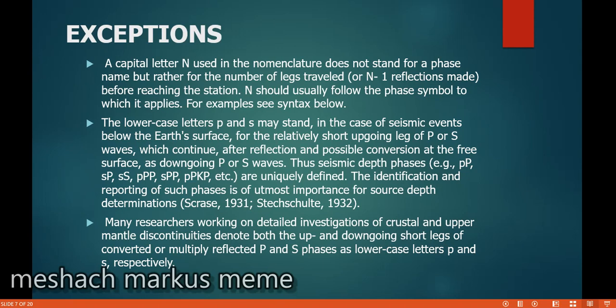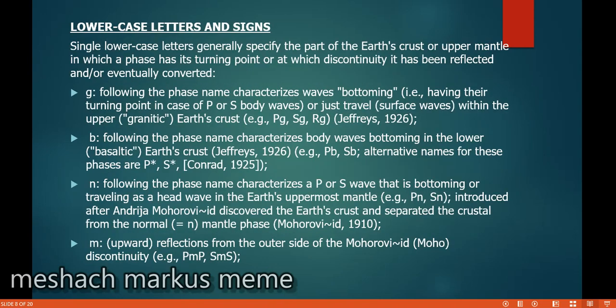Many researchers are working, and a lot of research is going on. Multiple reflected P and S wave phases are denoted by lowercase letters p and s respectively. So we also have lowercase letters. Single lowercase letters generally specify that part of the earth's crust or upper mantle in which a phase has a turning point, or at which discontinuity it has been reflected or eventually converted.